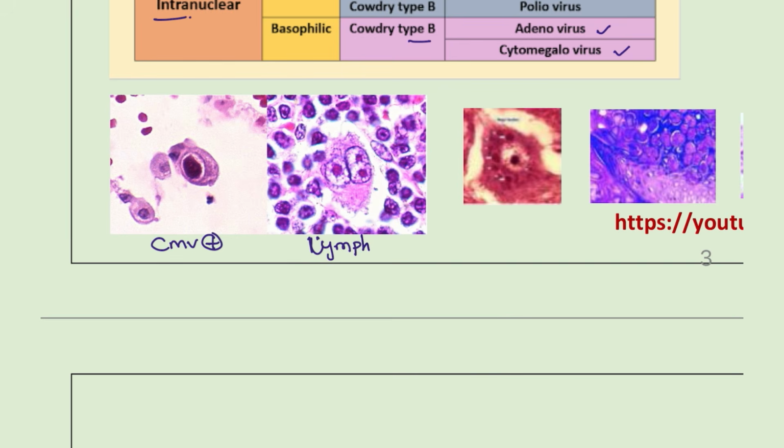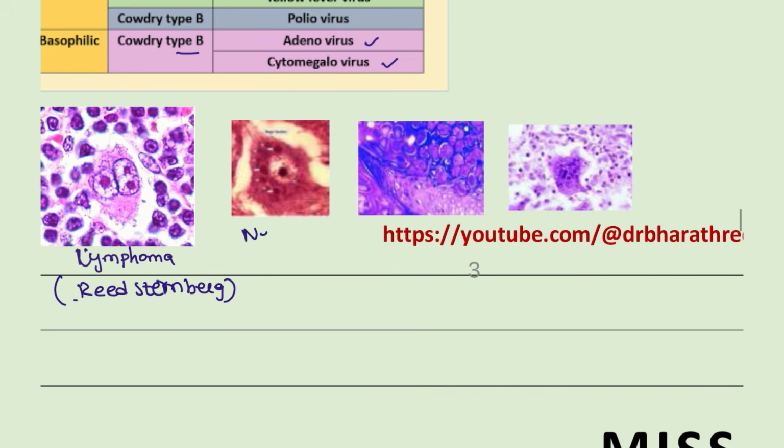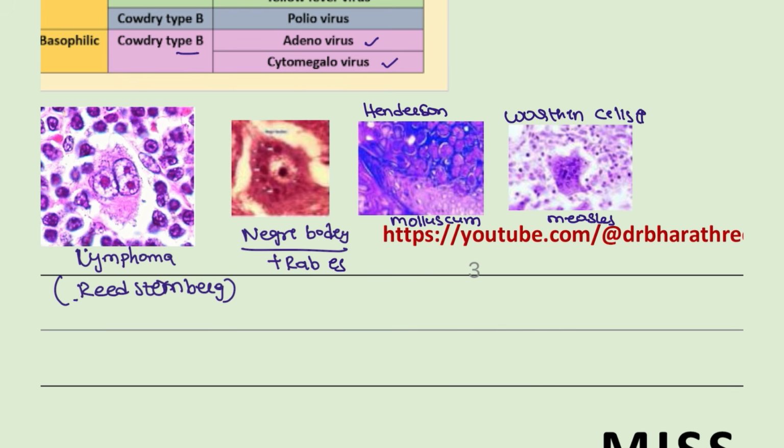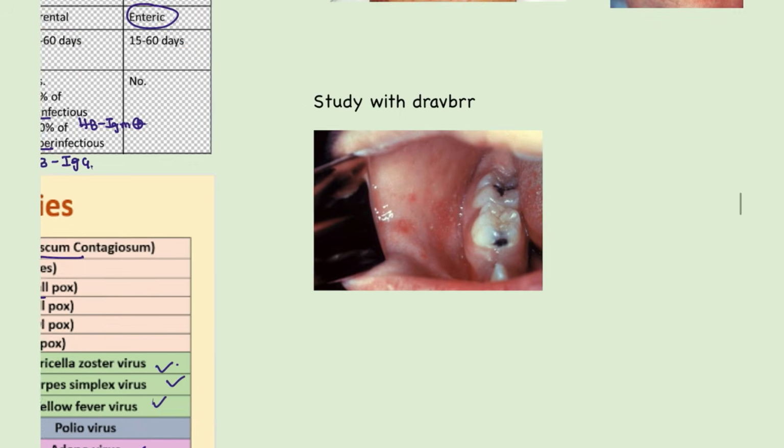And here you can see the presentation of CMV, and this is the lymphoma, and these cells are known as Reed-Sternberg cells. Here these are the Negri bodies, positive for rabies, and this is the Henderson-Paterson bodies, positive for molluscum, and this is for measles. Warthin cells are positive for the measles virus.